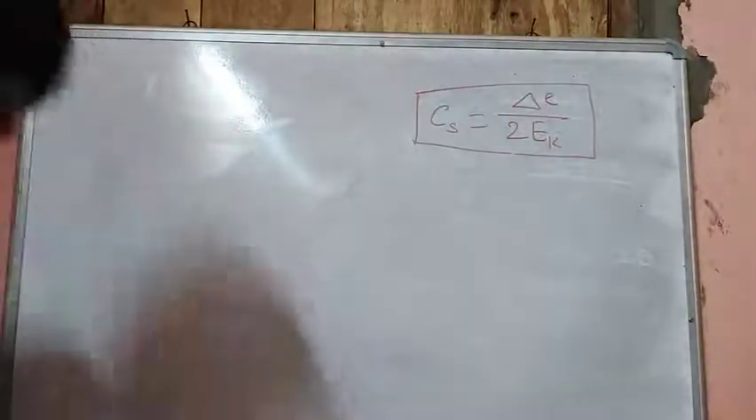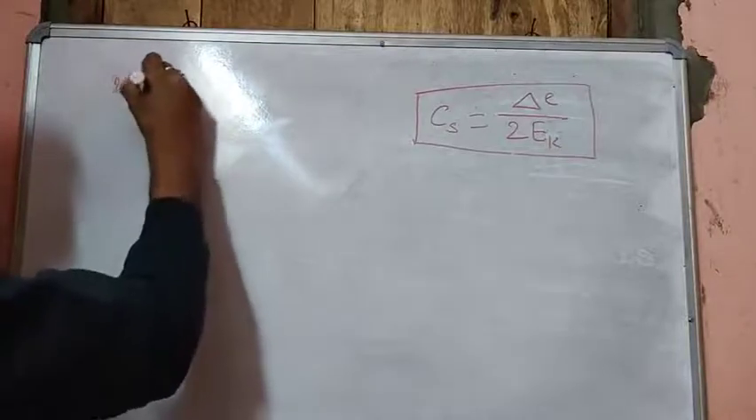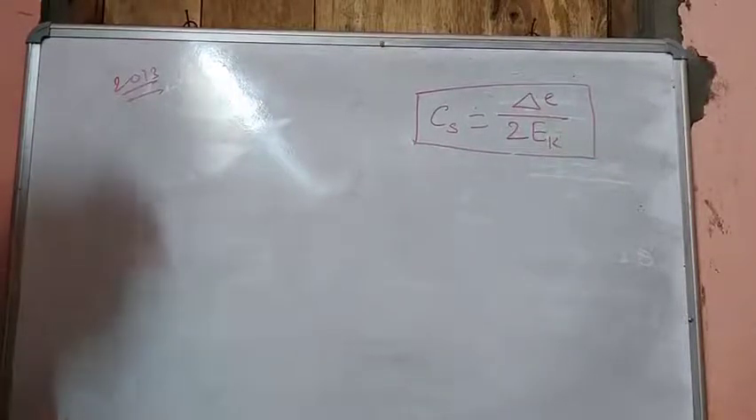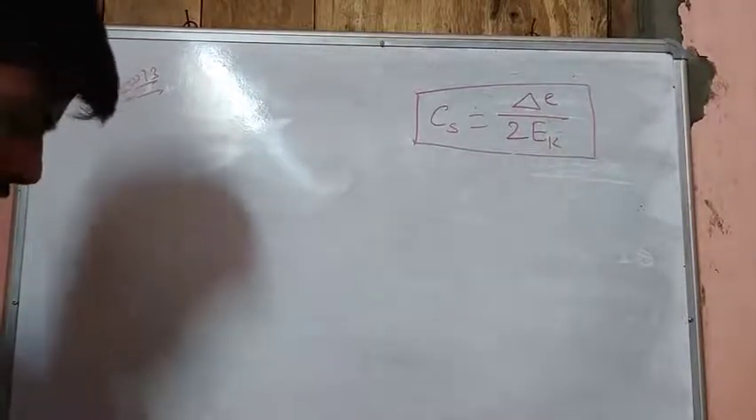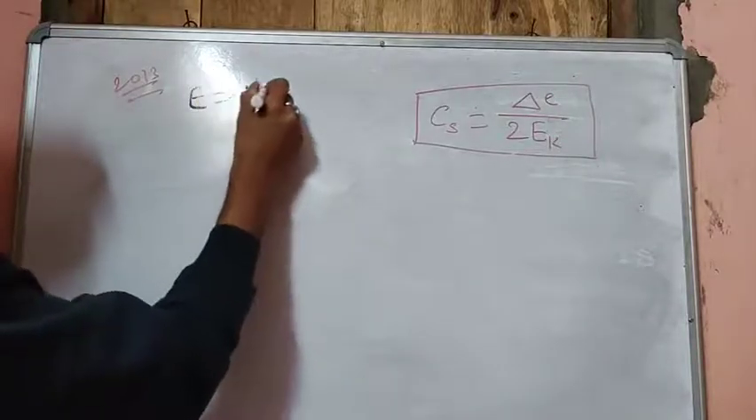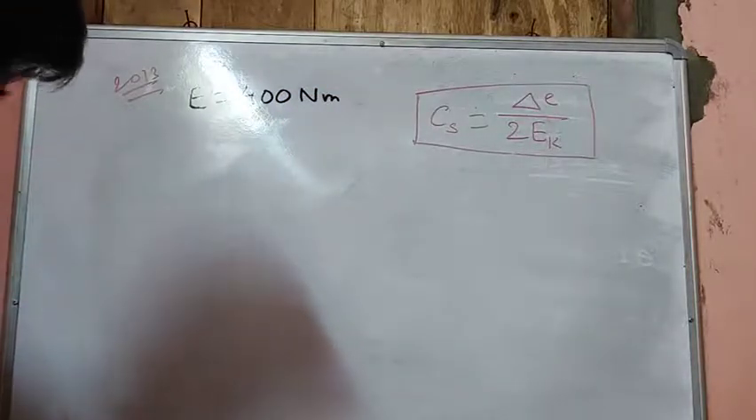So this is a question from GATE 2013. It is given that a flywheel has to supply an energy of 400 Newton meter.